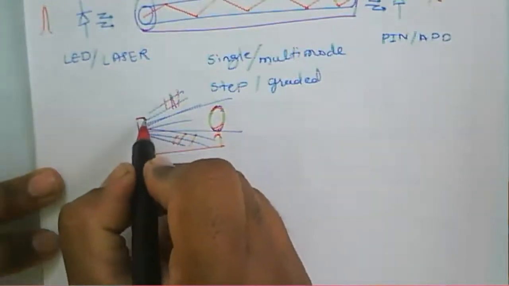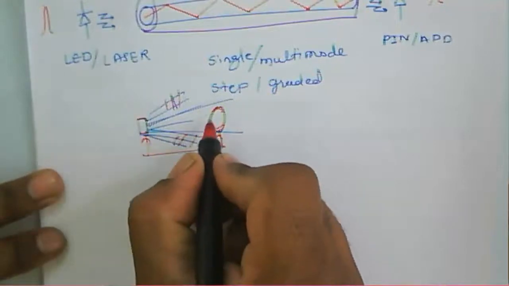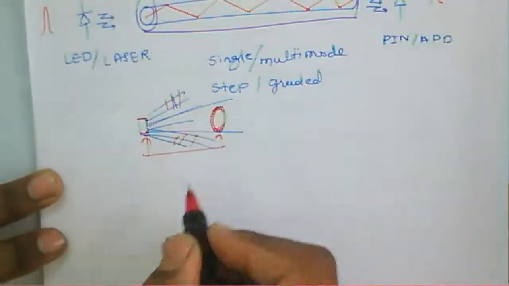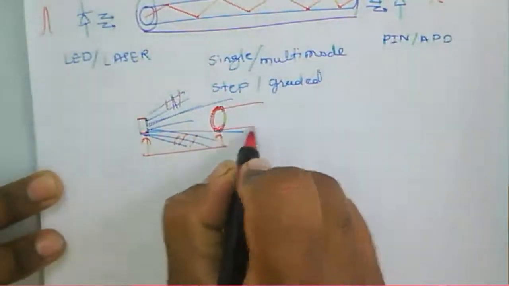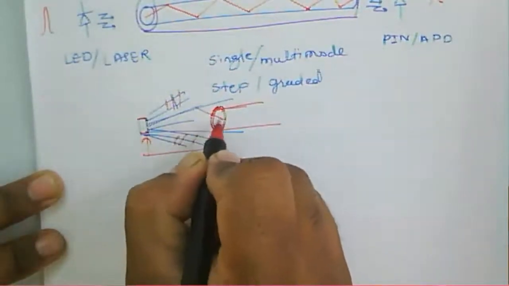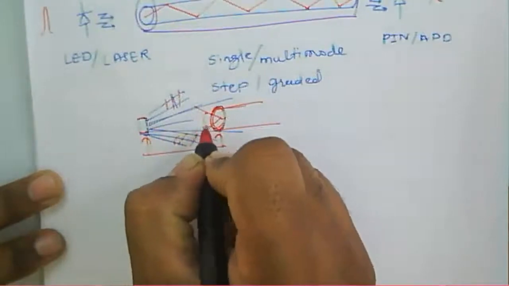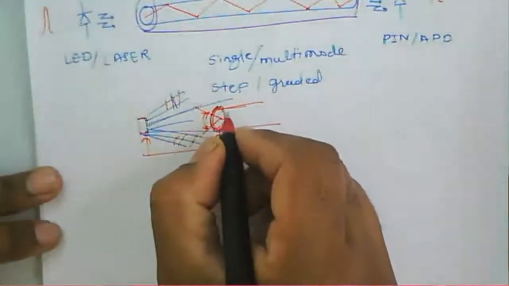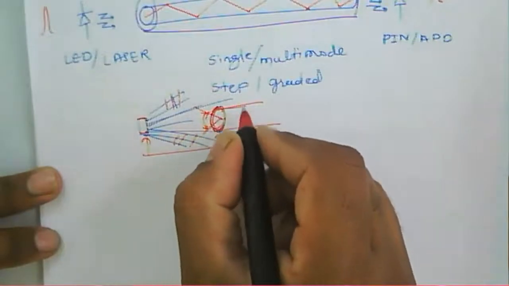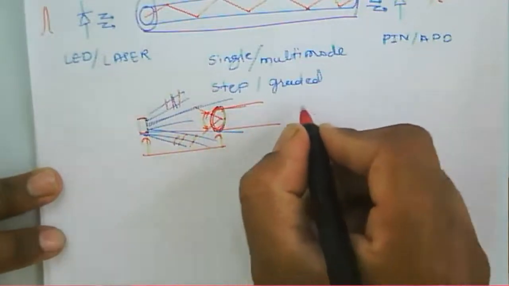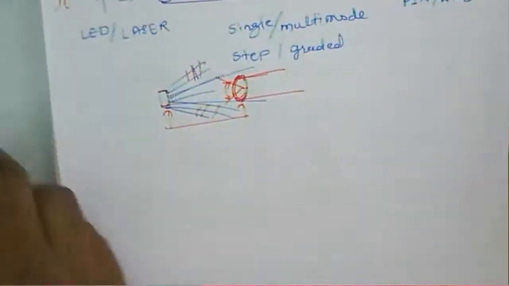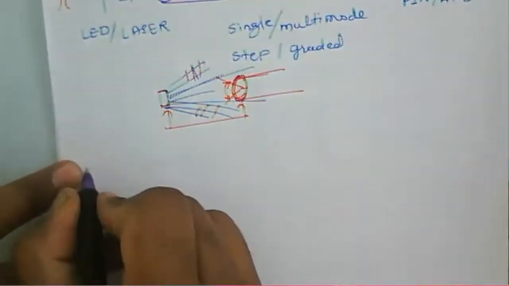Or we need to choose a source in such a way that the emission pattern matches the core size of a given particular fiber, or we can say the numerical aperture of a given particular fiber, so that all the rays are accepted by the fiber, and then it will be propagating through the fiber. So based on that, we should know what the major requirements for the source are.